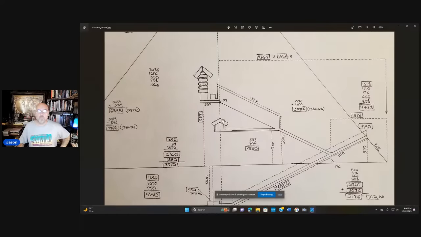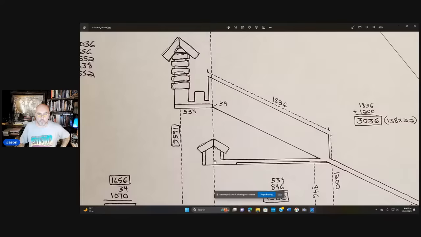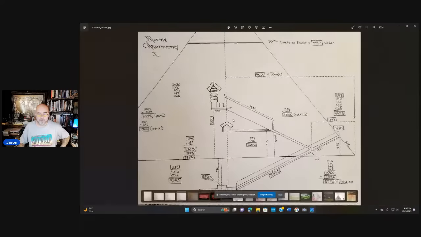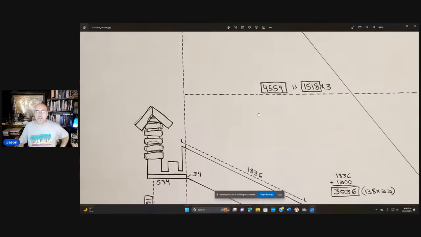Here it is. The vertical east-west, north-south axis of the pyramid is in the dead center. It is the face of the great step right here. This is the center of the pyramid. It goes down the center of the Queen's Chamber. That's what it does. It goes down here. It goes all the way up to the top of the pyramid. That, the center axis of the pyramid is 4,554. Look at the top of the screen.